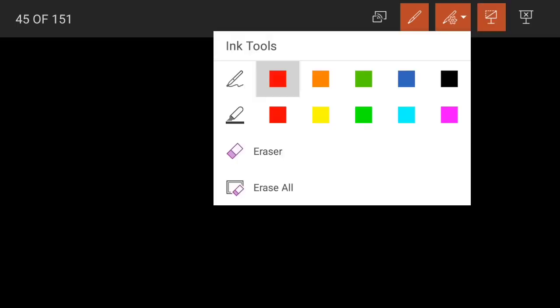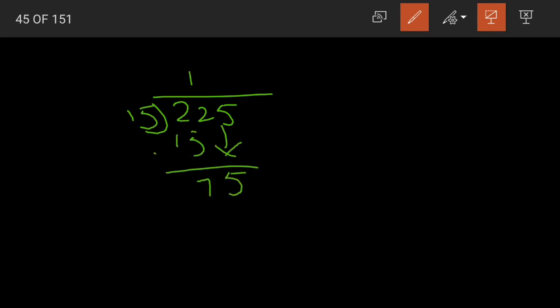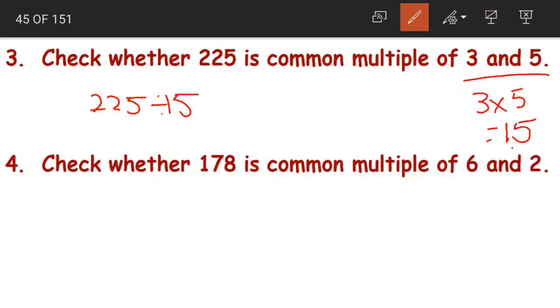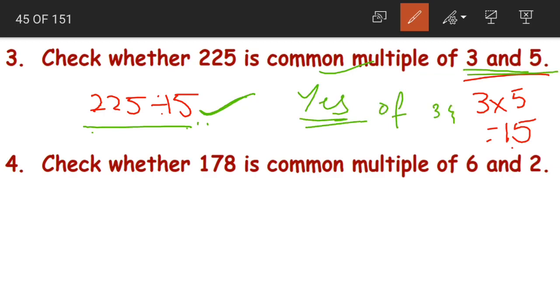225 divided by 15. We have 15 ones are 15. When we subtract, 7 is remaining, 5 brought down. We have 15 5s are 75. When we subtract again, 0 is our remainder, children. So what does that mean? 0 remainder means 225 is divisible by 15. So that means that it is a common multiple. Yes, it is a common multiple of 3 and 5.